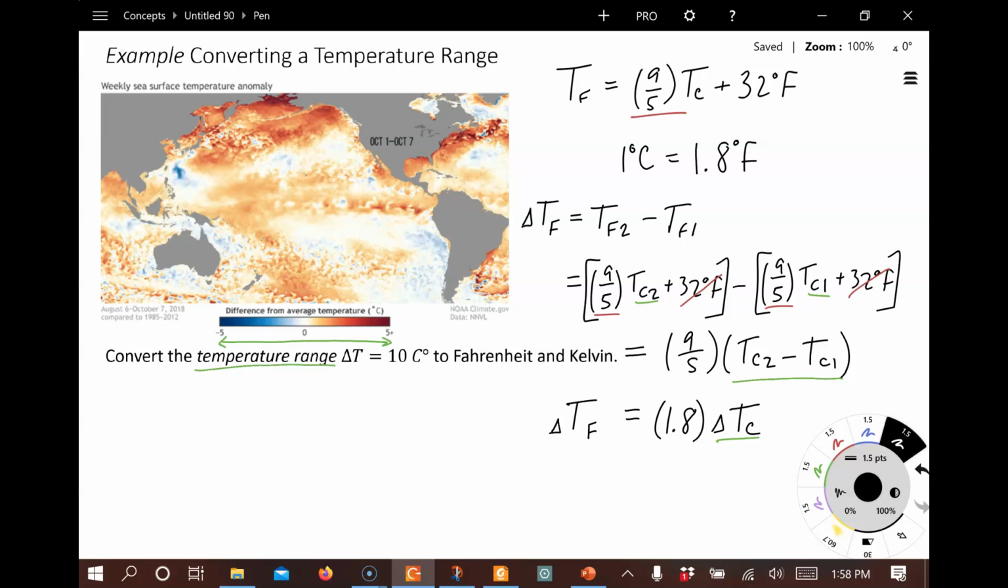Okay, so to convert a temperature range, starting with Celsius, we're going to take 1.8 degrees Fahrenheit for each degree Celsius, multiply by 10 degrees Celsius, and we see that we're going to get a range in Fahrenheit, which is equal to 18 degrees Fahrenheit. And that makes sense because remember the degree is a smaller size for the Fahrenheit scale, so you're going to have more degrees than you will in Celsius for the same range.